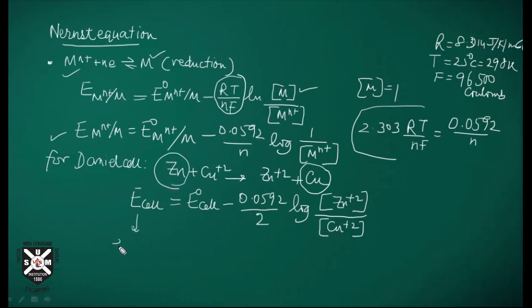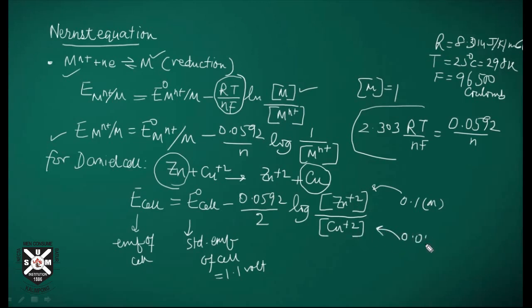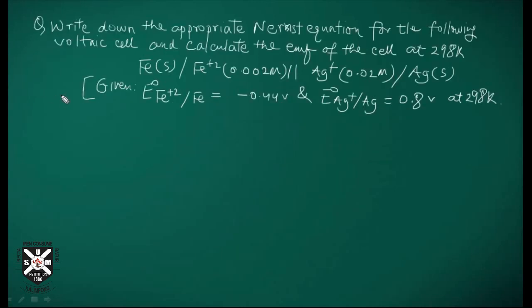This is the EMF of the cell. This is the standard EMF of the cell, which is 1.1 volt. We already calculated that. Now if the concentration of zinc is given, say 0.1 molar, then you can put the value of 0.1 molar. If 0.01 molar of copper sulfate is given, you can put this value. Now this is a question based on the Nernst equation. We can solve it. It appeared in the 2015 higher secondary examination.